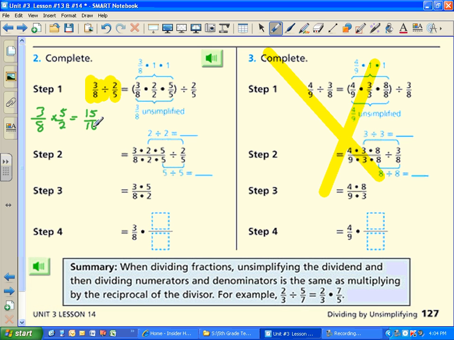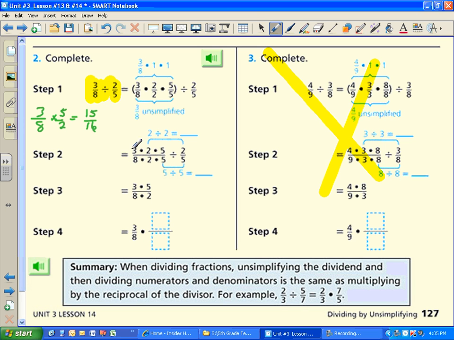Now, let's look at how they solve this problem. 3/8 divided by 2/5, unsimplifying it, would be 3/8 times 2 over 2, which is your numerator, times 5 over 5, which is your denominator, divided by 2/5. It's 3/8 times 1, because 2 over 2 is 1, times 1, 5 over 5 is 1. 3/8 unsimplified.